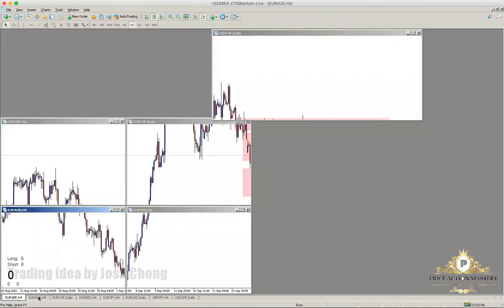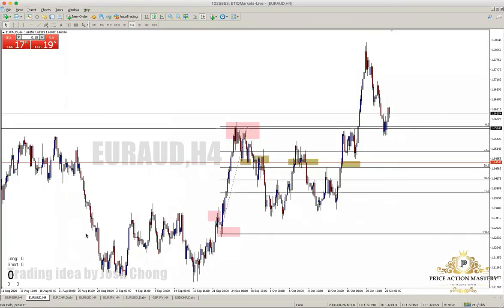The next will be euro Aussie. What we have discussed just now is we are looking for buyers outside. So I'm waiting for the market to retreat to this level and we're going to see upside exposure.